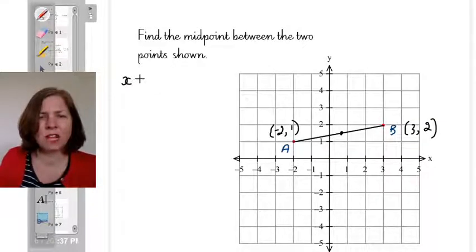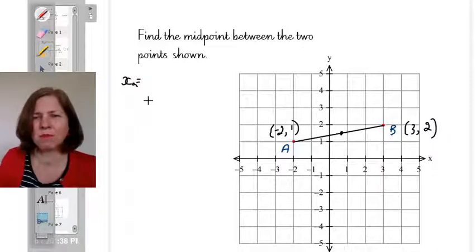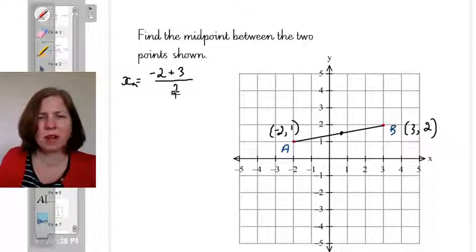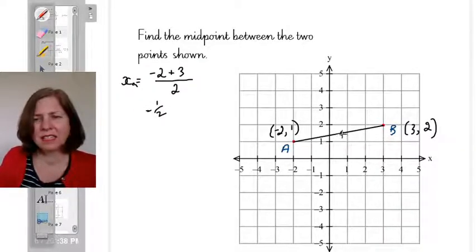The x value for my midpoint, and I can put a little xm there to say it's my midpoint, is going to be, I just add them together and divide by 2. That gives me 1/2. Yeah, I guessed it, I was a little to the right, but that's pretty close.